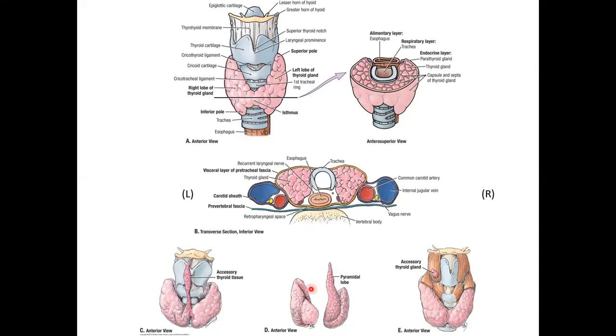The reason you can end up with this pyramidal lobe is that the thyroid gland doesn't actually originate around the trachea. The thyroid gland originates at what's called the foramen cecum, a spot at the back of the tongue. If you ever see the word foramen, a foramen is a hole. So the thyroid tissue originates at that posterior part of the tongue.